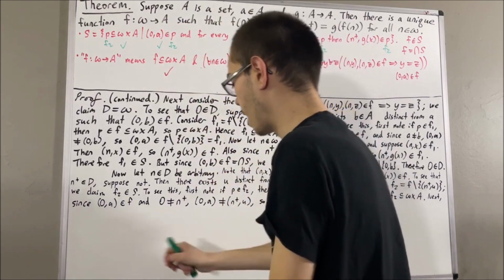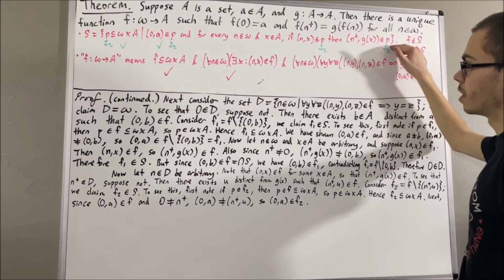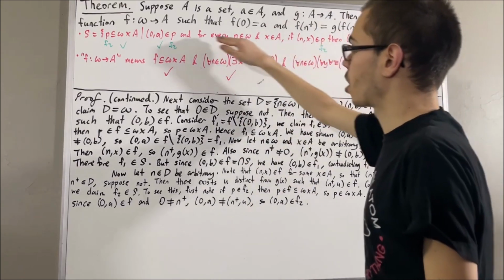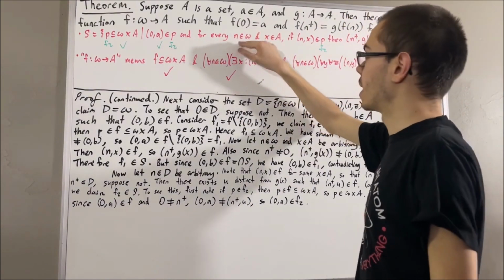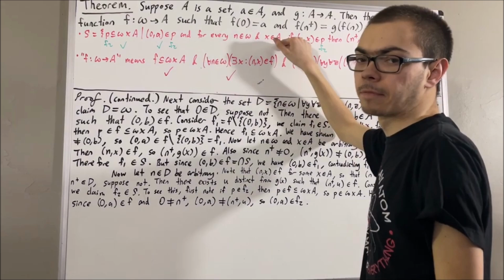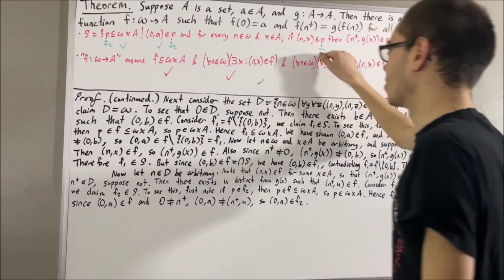So now let's prove F2 satisfies the final condition. To prove the final condition, we're going to give ourselves an arbitrary natural number m and an arbitrary element t in A. And we'll suppose m comma t is an element of F2.